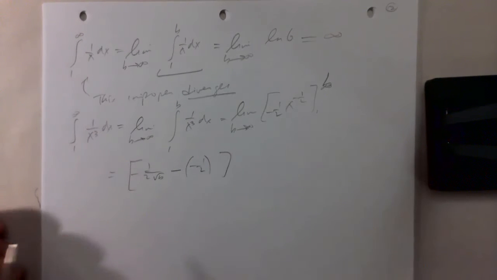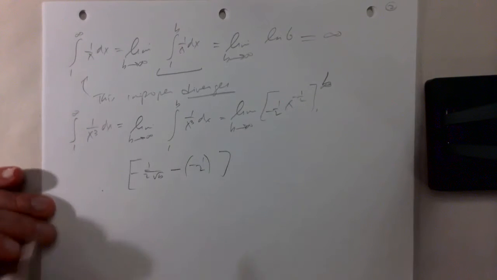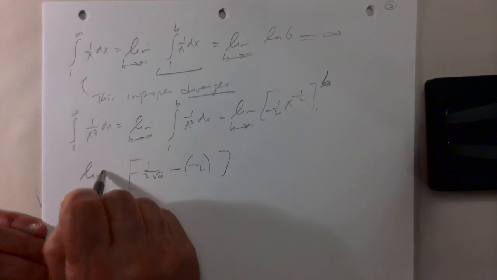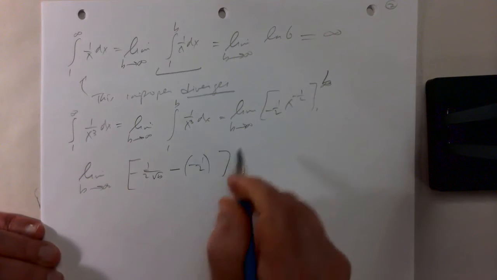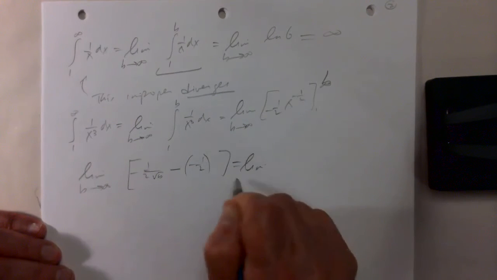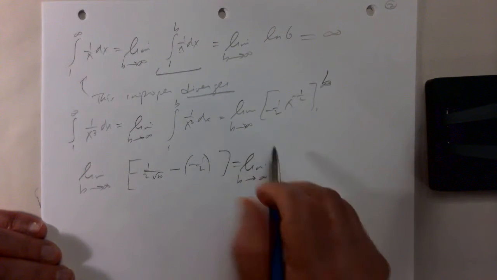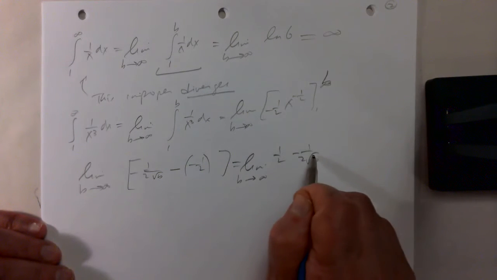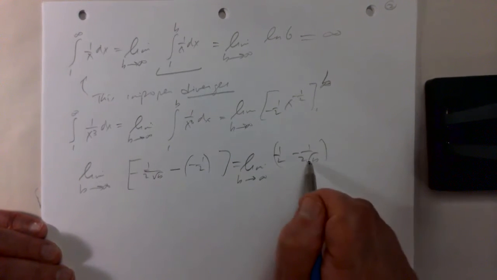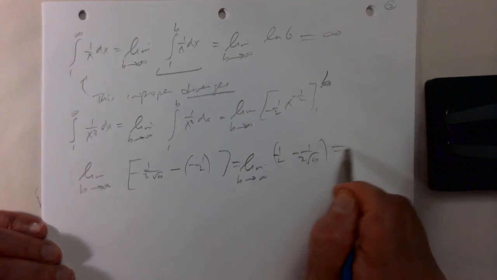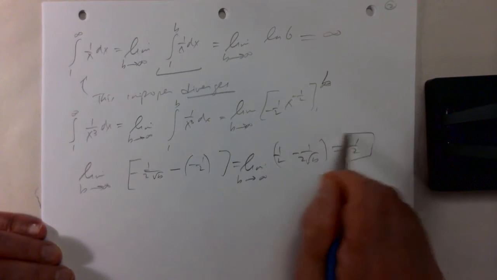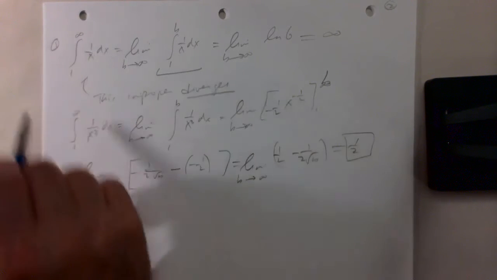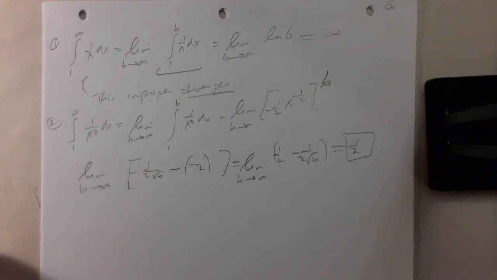So this is the integral, and I'm taking the limit of that as b goes to infinity. This is 1 half minus 1 over 2b squared. And as b goes to infinity, this goes to 0. So this limit converges to 1 half.